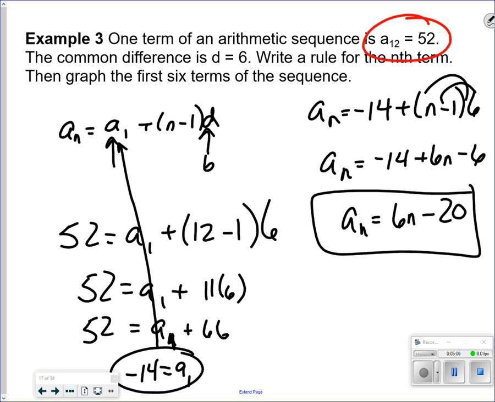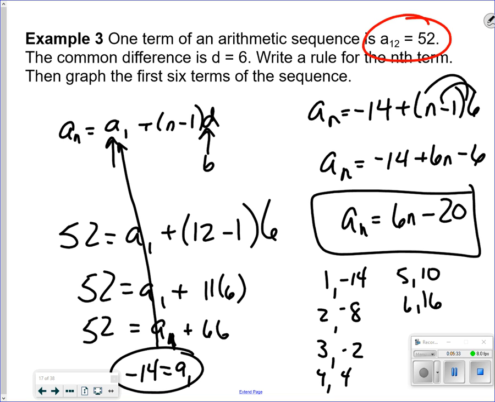I'm not going to graph it, but I'm going to label it. So what happens when I put 1 in for n? I get negative 14. What happens when I put 2 in? I get negative 8. And 3 in, I get negative 2. And 4 in, I get positive 4. And 5, I get 10. And 6, I get 16. So again, I can graph those.